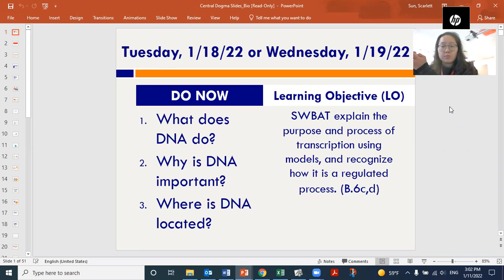It's going to be on transcription and translation for the central dogma. We're going to start off again with the learning objective. It says students will be able to explain the purpose and process of transcription using models and recognize how it is a regulated process. And then you're going to answer these 3 questions from last week's content that we did.